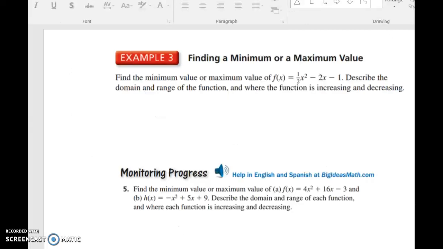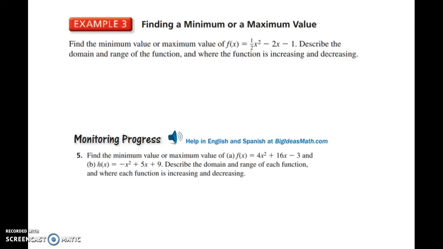So let's go to example 3. In example 3, they want us to figure out the min-max value, and then we can discuss what's given. For us to figure out if it's a min or a max, think about whether it will be a happy face or a sad face. So since a is positive or greater than 0, it's going to be a happy face. That means the vertex is going to be at the bottom, and we're going to have a minimum value. So first we need to figure out negative b over 2a.